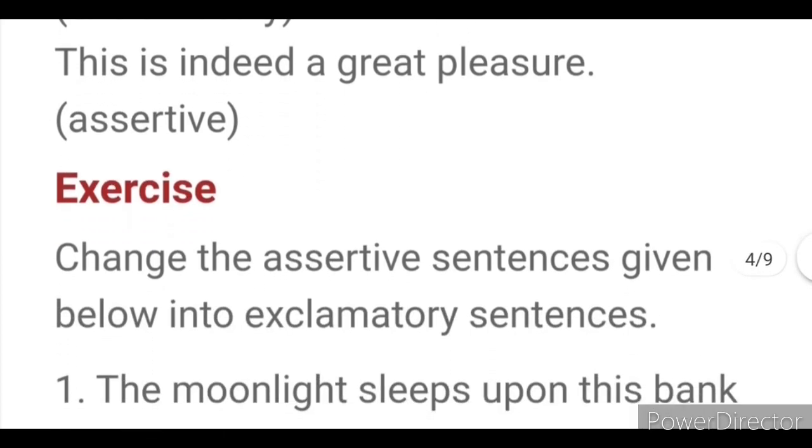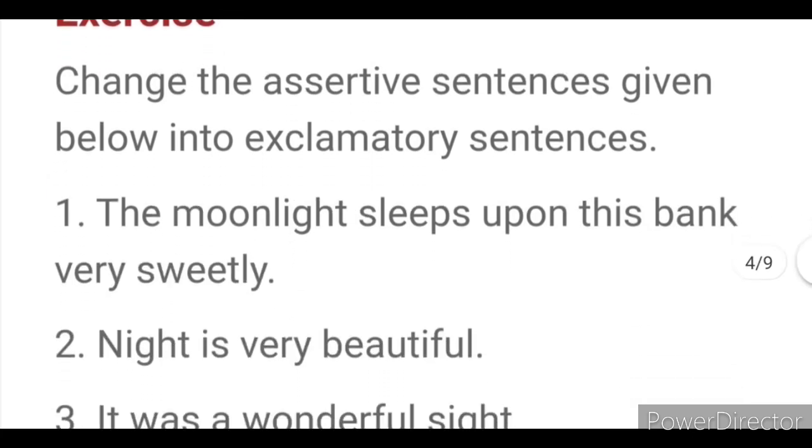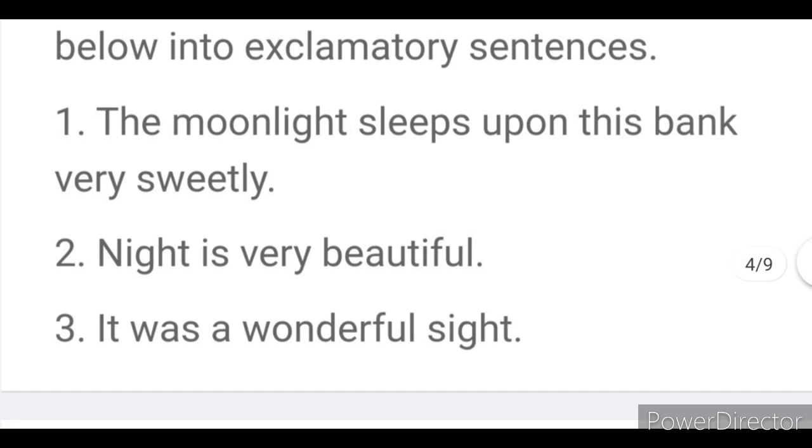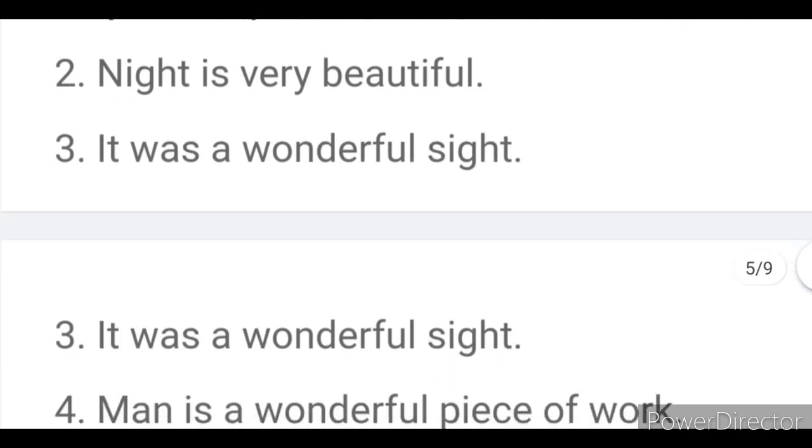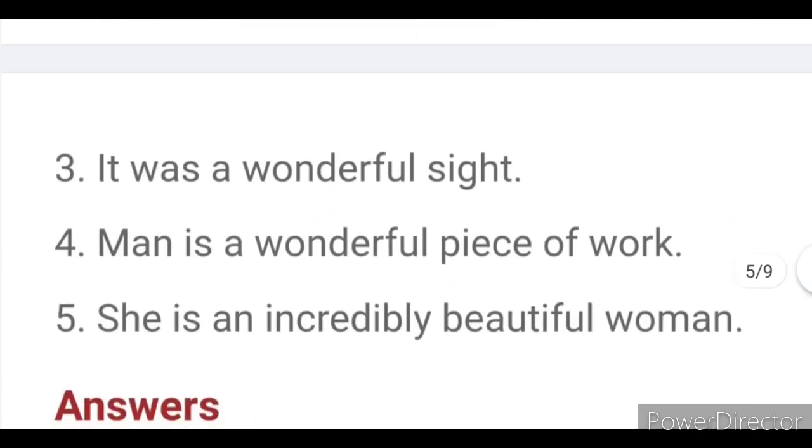Change the assertive sentences given below into exclamatory sentences. The moonlight sleeps upon this bank very sweetly. Night is very beautiful. It was a wonderful sight. Man is a wonderful piece of work. She is an incredibly beautiful woman. So, this time, here at least, for the time being, I am discussing the answers on your screen. But then I am going to give you an exercise which you have to do by yourself.